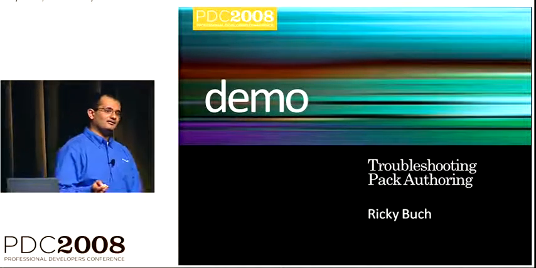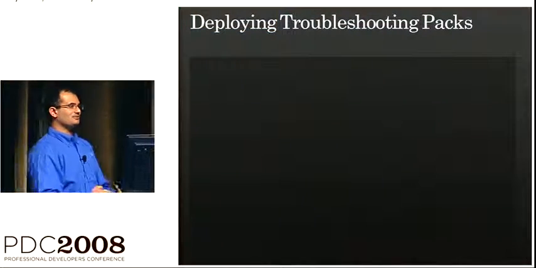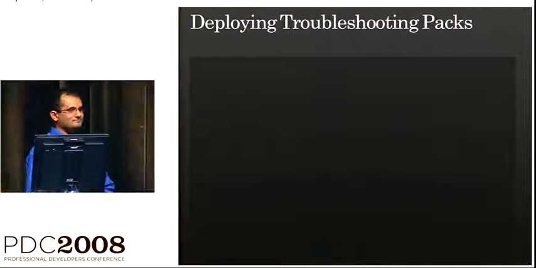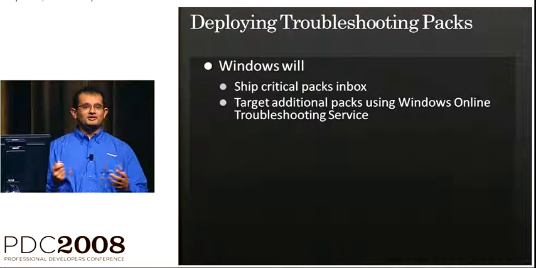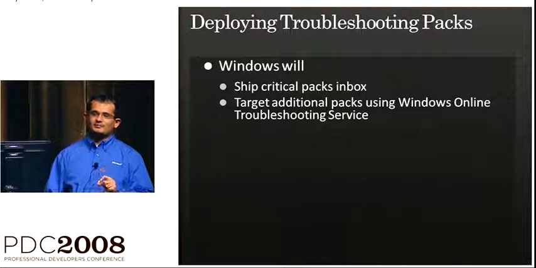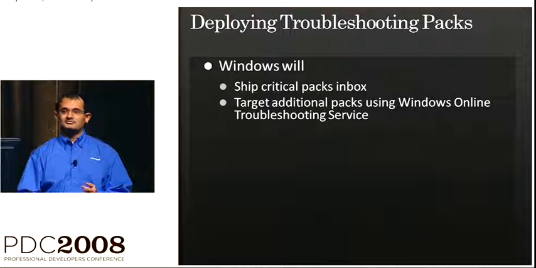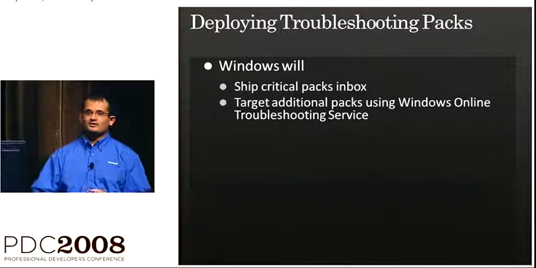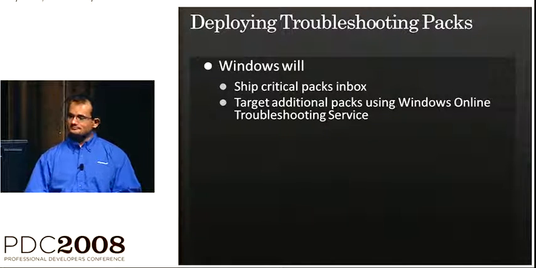So I come here, and let's talk about deployment. How do we actually deploy these things? We built it, we generated a cab file. So what will Windows do? Well, when we ship Windows 7, we will have critical inbox troubleshooting packs for networking, for audio, for video, sort of the basic functionality of the system.